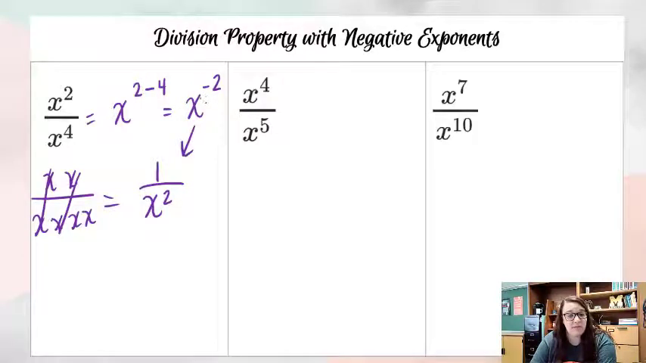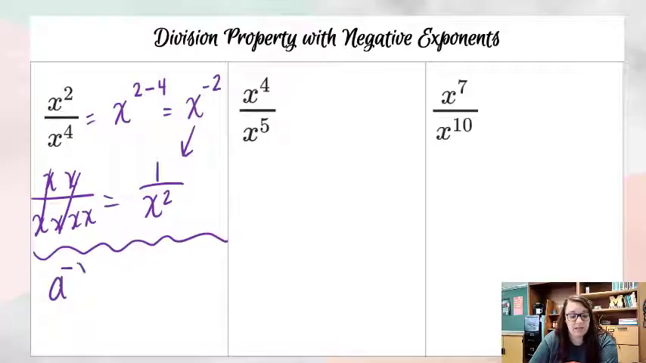So really this is the property. If you have a negative exponent, you can put that exponent on the bottom and make it positive, and put a 1 over it. So again, this is the property. If I have something to the negative exponent, I can put it on the bottom and make it a positive.